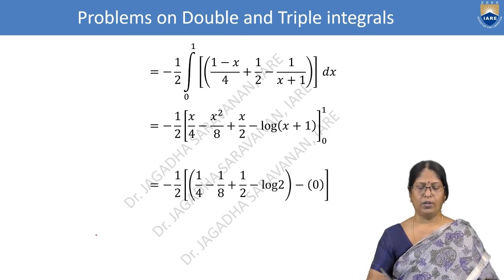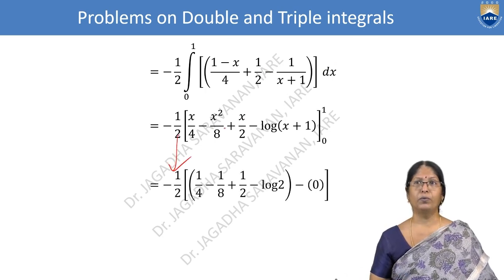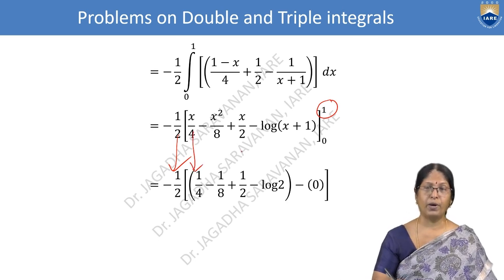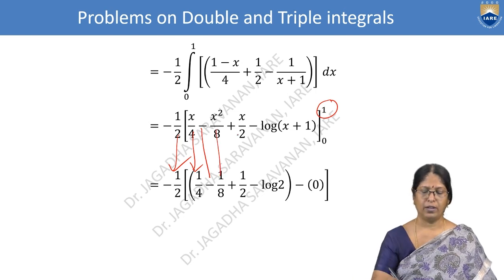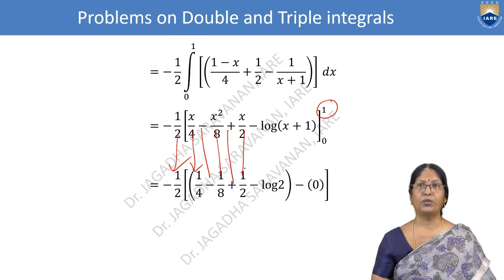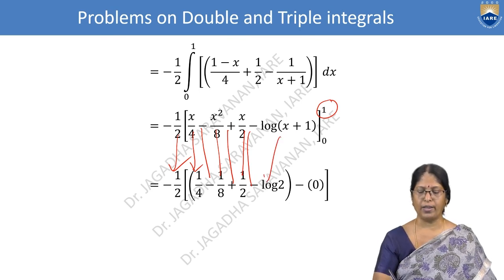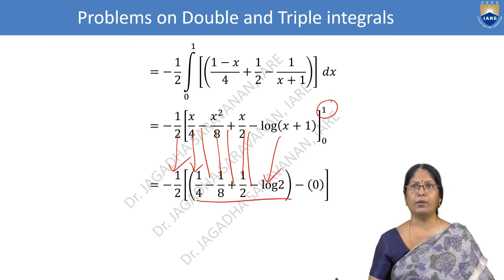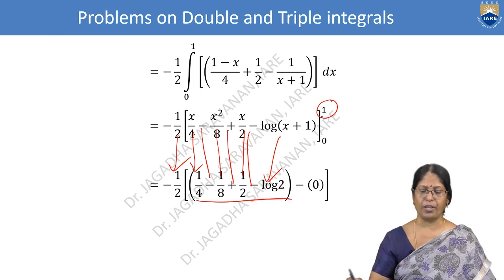So now this minus 1 by 2. So we are going to substitute the upper limit, that is in the place of x, the upper limit value is 1. So it is becoming 1 by 4 minus 1 by 8 plus 1 by 2. This is minus log of (1 plus 1). It has become log 2. So we substituted the upper limit in the place of x, substituting 1.